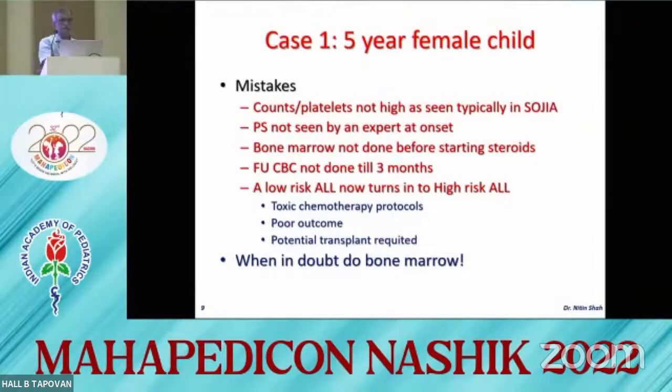So the follow-up CBC was not done till 3 months when the patient was on a steroid. If it is done before, you would have seen that the patient is now becoming pancytopenic before he actually comes to you. So a low-risk ALL now turns into high-risk ALL, will need toxic chemotherapy protocol, like a relapse or a high-risk disease, poor outcome and potential transplant. So when in doubt, always do a bone marrow is the outcome of this case number one. It's going to be repeated again and again in the next few cases.